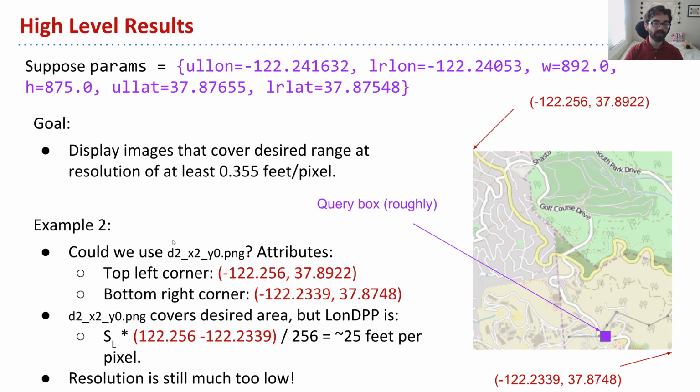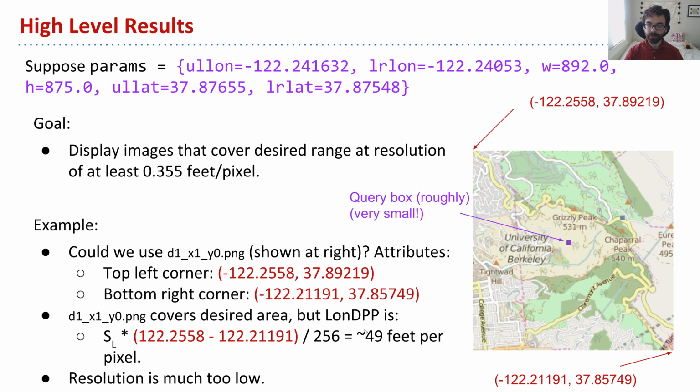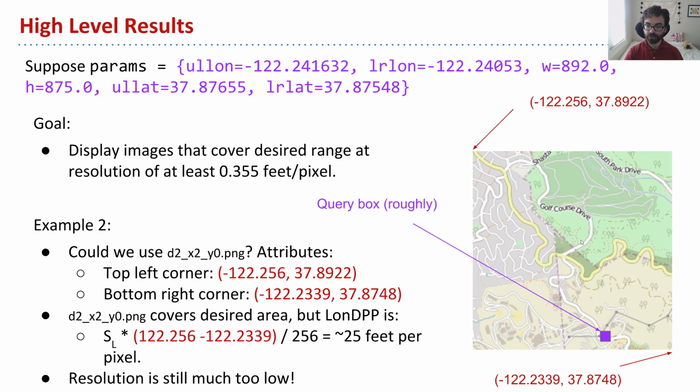So what if we tried to use D2, X2, Y0? So this image, as you can see here, also includes the entire query region. However, even though it is higher resolution at about 25 feet per pixel, it is still way too low of a resolution. It's way too zoomed out. Okay, so this was the old version. We go in and zoom a little more, still not good enough.